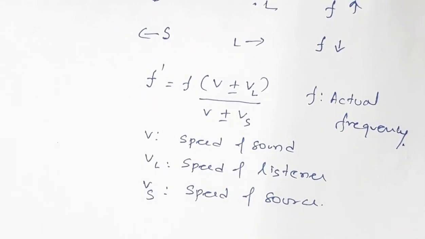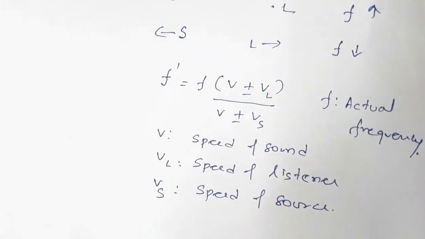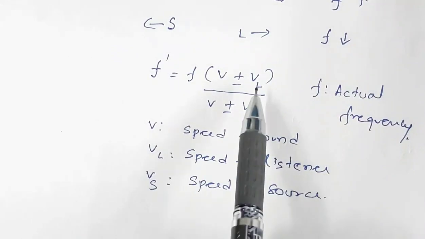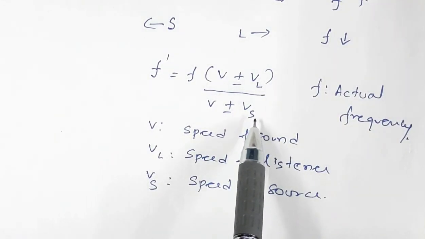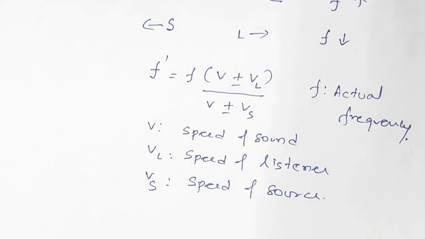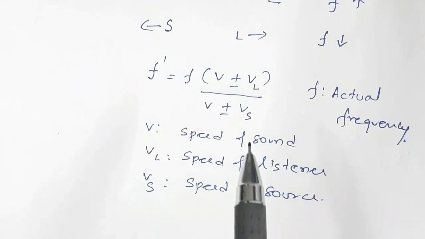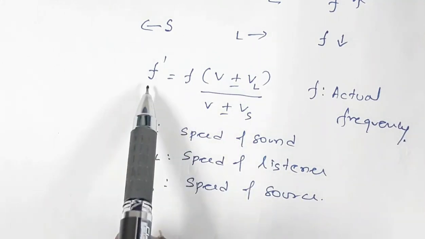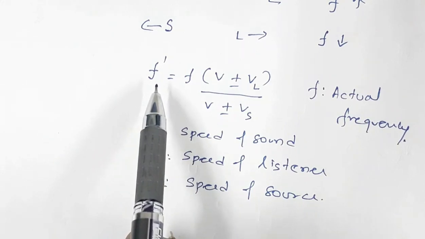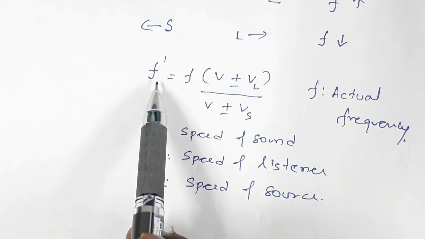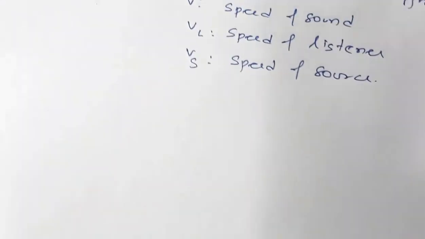Now see how this relation is used for various cases. In the numerator you have the listener, in the denominator you have the source, and the basic concept is: if the separation between source and listener is decreasing, the apparent frequency should increase. If the separation is increasing, then the apparent frequency will decrease. So let us see the various cases.